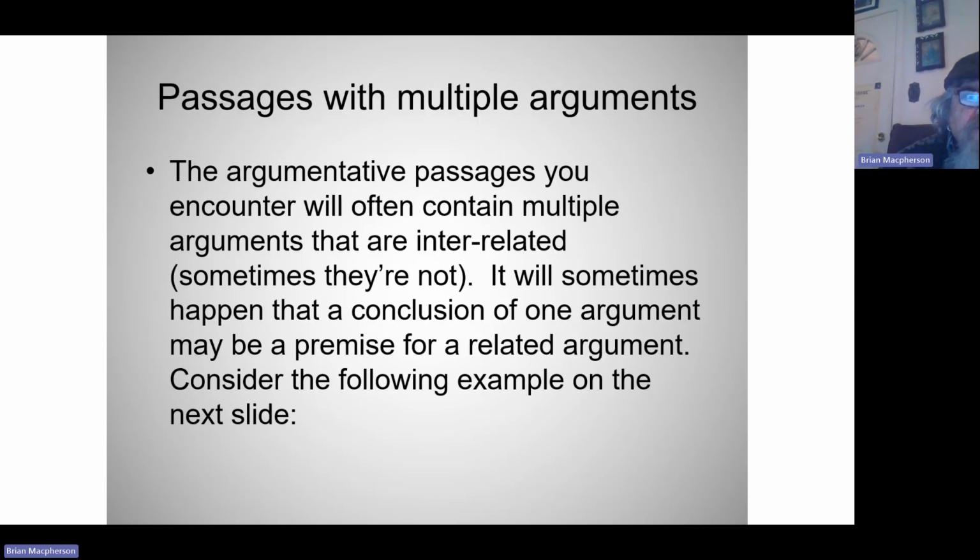Now, that seems all pretty neat and tidy, but the problem is that life is always more complicated than those simple arguments. Usually you get argumentative passages that are fairly complex, all right? So in that case, you might have more than one conclusion. And so you might have a number of arguments nested in a particular argumentative passage, all right? So as I say here, consider the following example on the next slide.